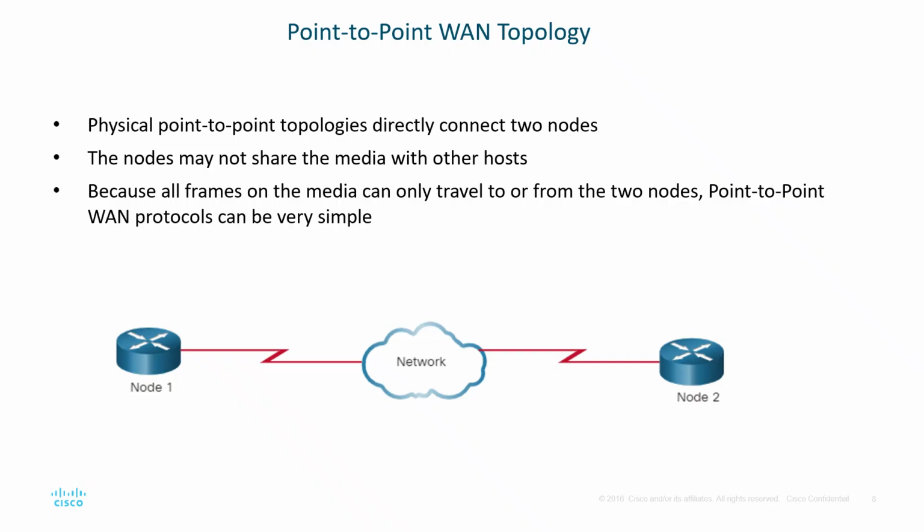So within your point-to-point, it is a physical point-to-point topology directly connecting two nodes. The nodes may not share the media with other hosts. Because all frames on the media can only travel to or from the two nodes, point-to-point WAN protocols can be very simple. Okay? Now, even if you're looking at this picture and you're saying, well, they said point-to-point, and there's a network in the middle there, you can still have a point-to-point in a WAN situation. So what would happen in a situation like this, if I was using something like frame relay as my WAN protocol, and you don't need to know this, it is FYI.